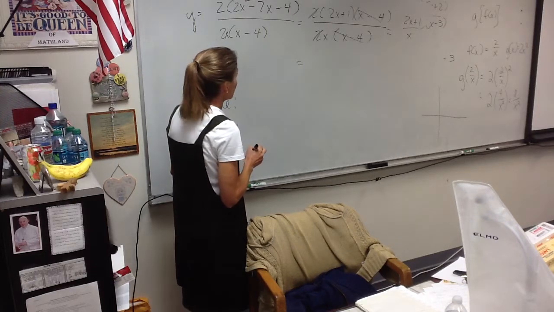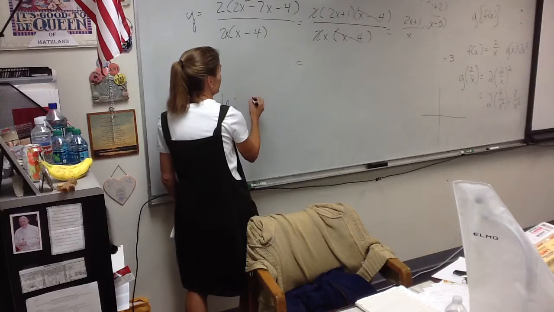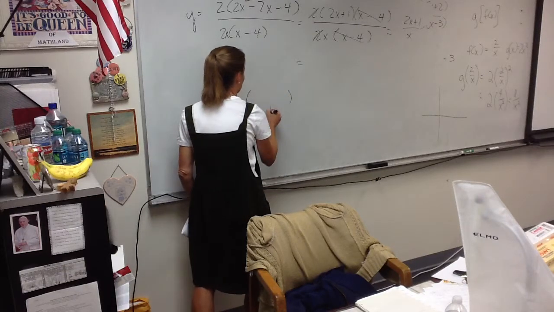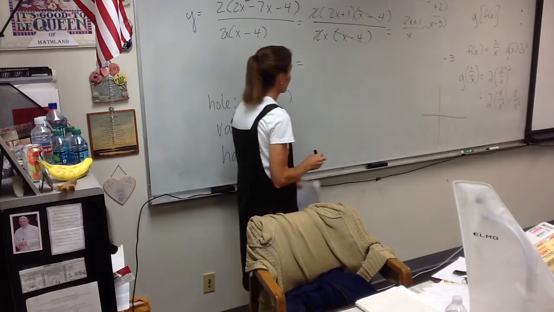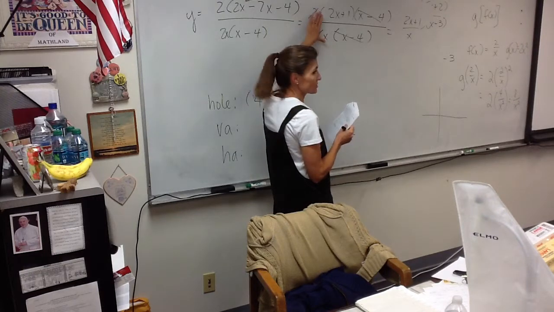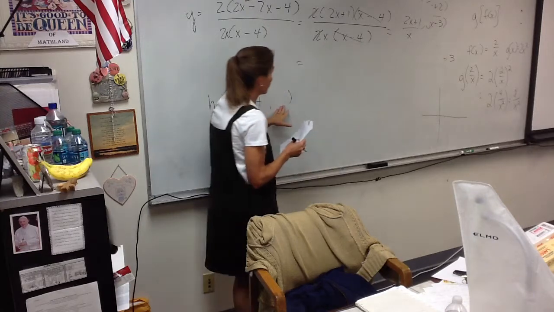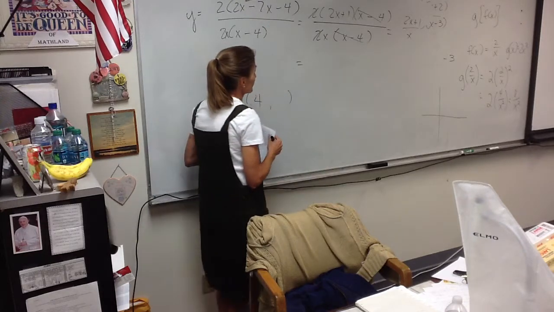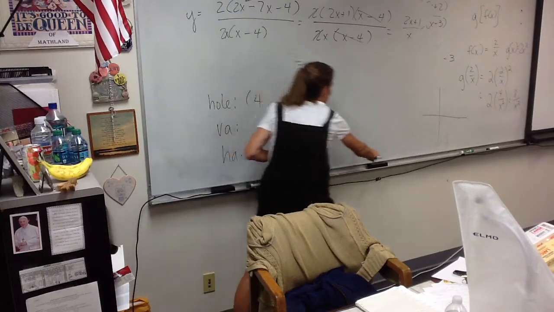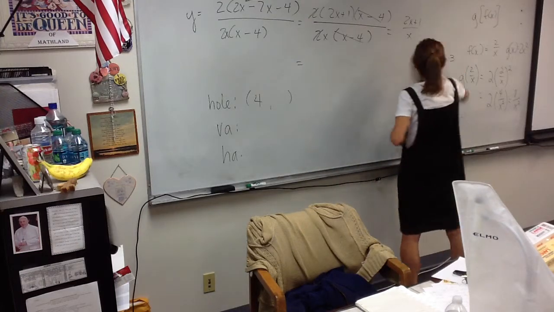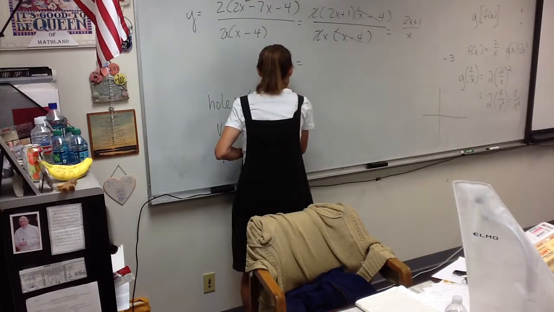So, let's see. Where will my hole be? Where x is 4. The 2 is just a constant. It doesn't have anything to do with anything. How do I get the y coordinate? Plug it in, and what am I going to get when I plug it in? 9/4. Okay, so there's my hole.